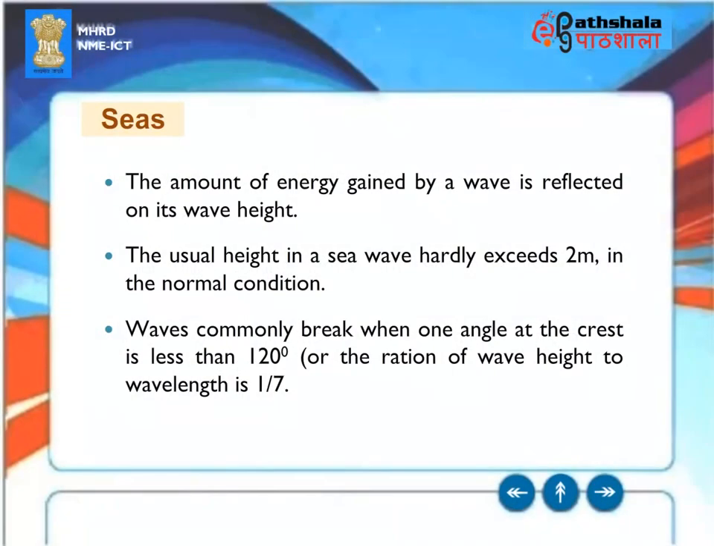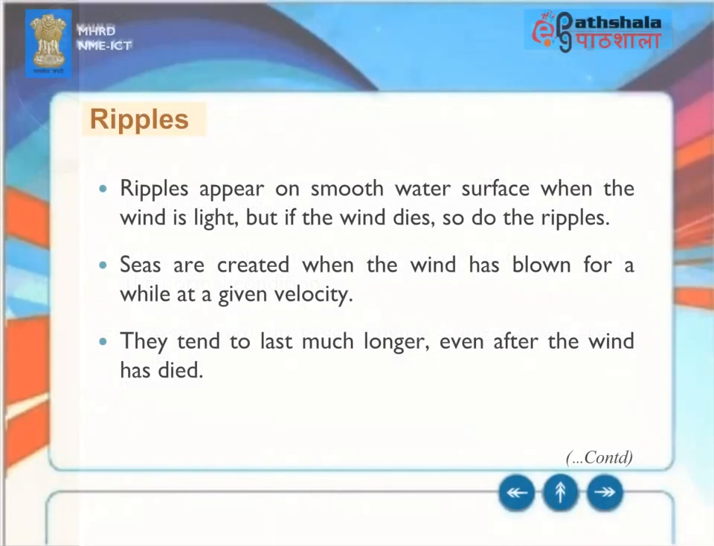The amount of energy gained by a wave is reflected in its wave height. The usual height of a sea wave hardly exceeds 2 meters in normal conditions. Waves commonly break when the angle at the crest is less than 120 degrees, or the ratio of wave height to wavelength is 1:7.